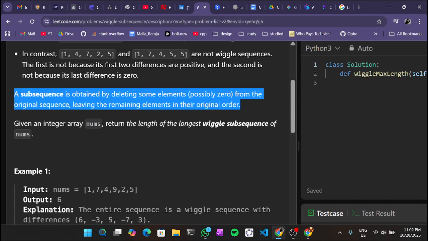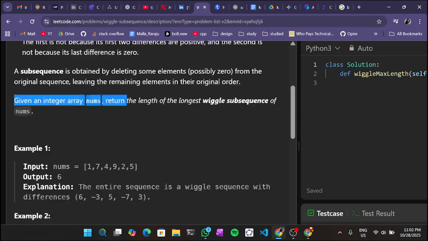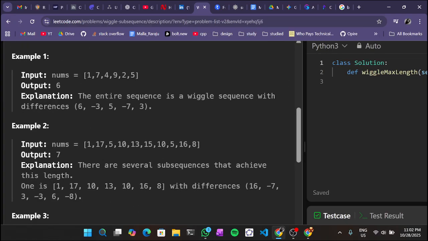A subsequence is obtained by deleting some elements from the original sequence, leaving the remaining elements in their original order. Given an integer array nums, return the length of the longest wiggle sequence of nums. So from here, overall subsequence that takes you this length.